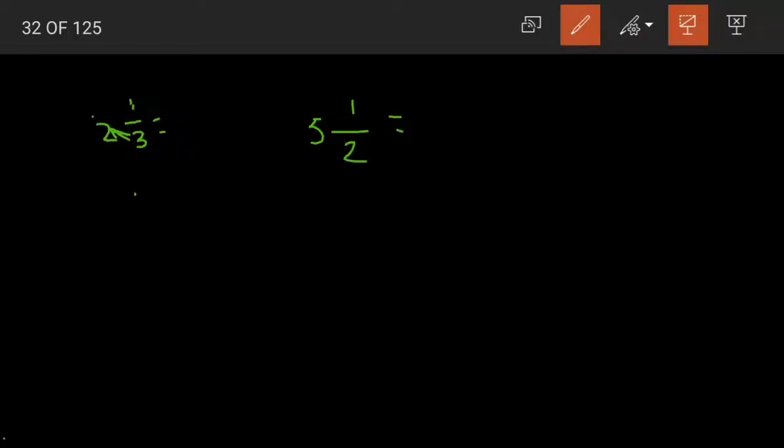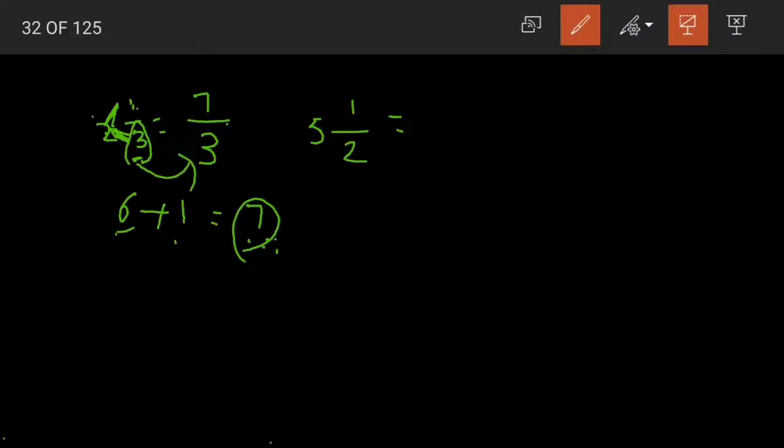Multiply the whole number and the denominator. 3 2s are 6, plus add the numerator, 6 plus 1 is equal to 7. Now this will be our new numerator divided by what was the denominator here? 3. So the denominator will be the same. How did we get it? Multiplying the whole number and the denominator, 2 into 3 is 6, then adding the numerator, 6 plus 1 is equal to 7. This will be our numerator, and the denominator will be the same, 3 as it is.